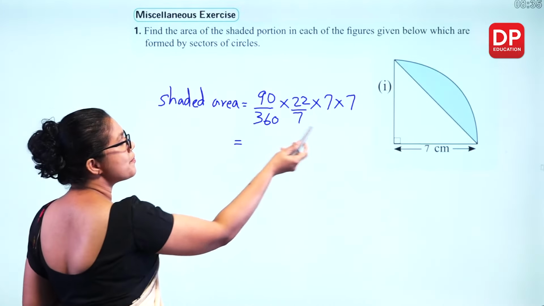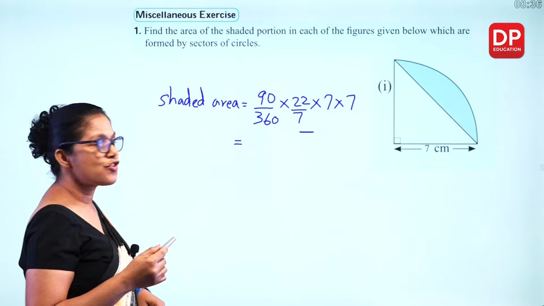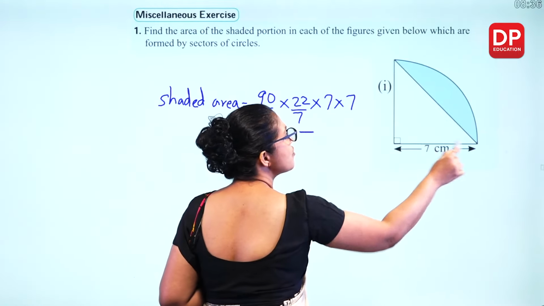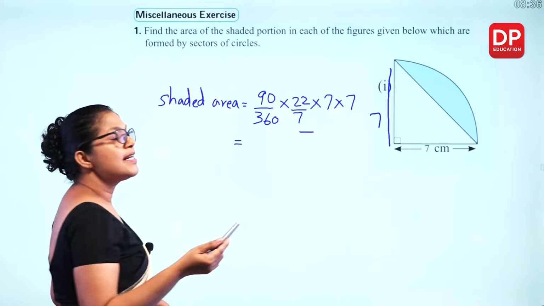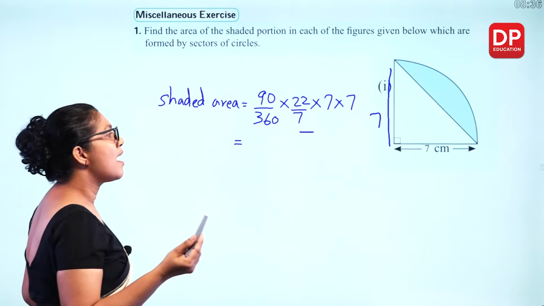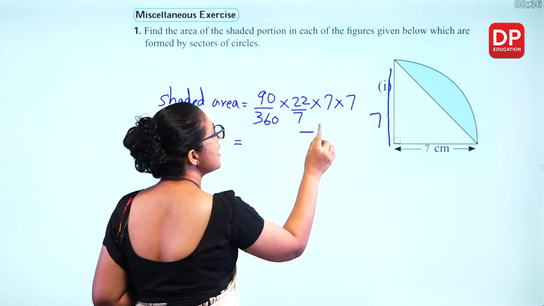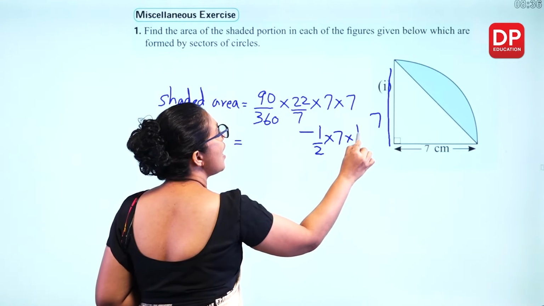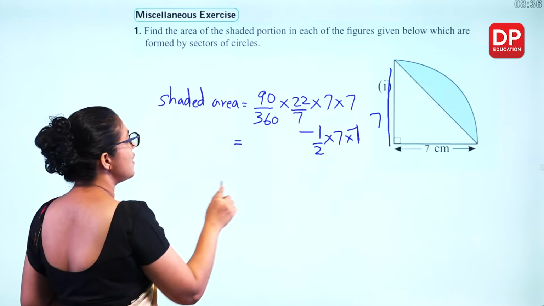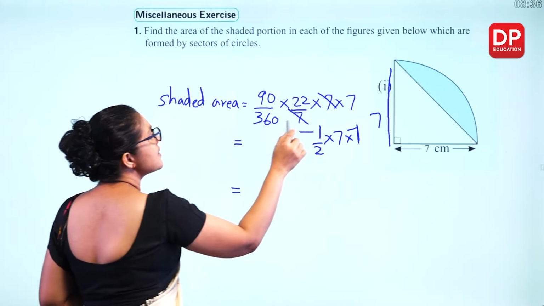So we need to subtract the area of the triangle. So what is the area of the triangle? It's a right angle triangle. This is 7 and this is also 7. So base length and the height is also 7. So what's the area of the triangle? Half times base into height. So here when you are simplifying, you see 7 get cancelled out.